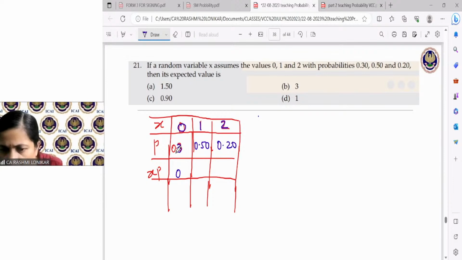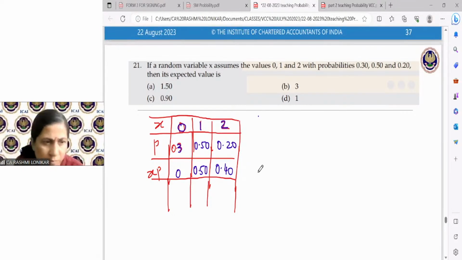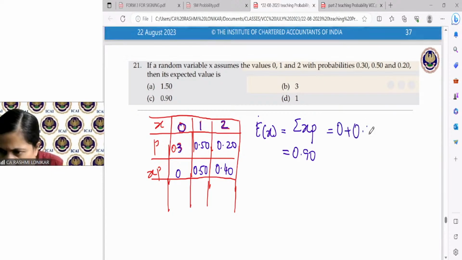0 into 0.3 is 0. 1 into 0.5 is 0.5. And 2 into this is 0.40. Okay. So do I have this? Yes. So expected value will be equal to summation xp, which is equal to 0 plus 0.5 plus 0.40, which is 0.90.